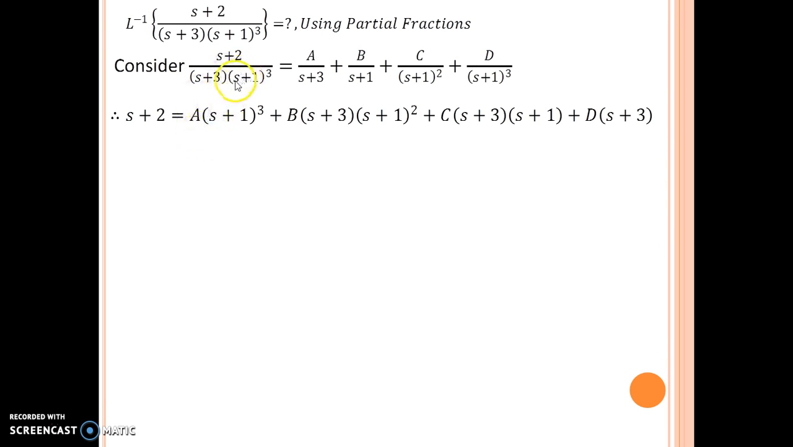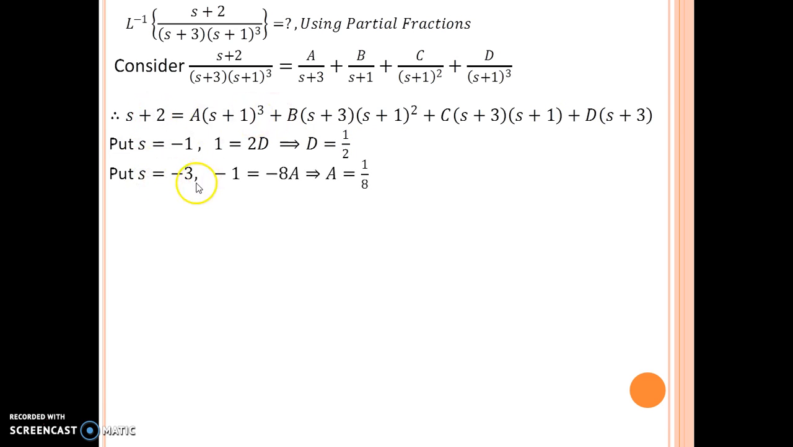So I'll substitute -1 first, because when I substitute -1 in this equation, this term vanishes, this term vanishes, and this term vanishes, because -1 plus 1 is 0. So the A term is gone, all these coefficients go down to 0, but D remains, so I obtain the value for D. So D is equal to half. Now you substitute s equals -3. Similarly, you obtain the value of A, that is 1 upon 8.